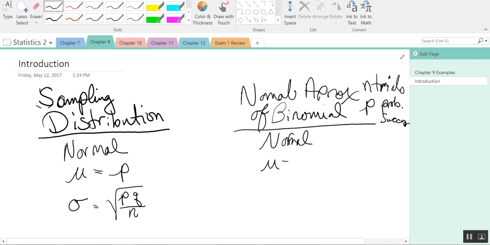Its mean is the number of successes. So if this is my probability of success and this is the number of times I'm trying, that's np. And then its standard deviation is the square root of npq. Now these look incredibly similar now that you have them in front of each other, right? I hope we notice that.